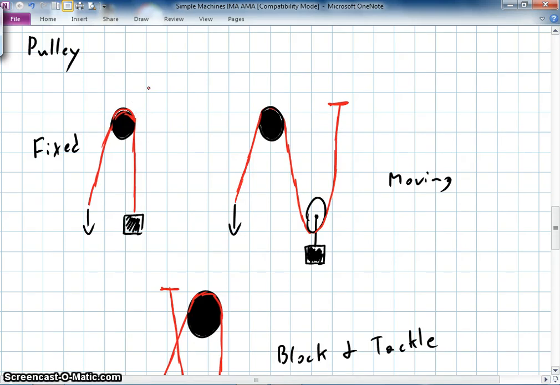So the simple trick to finding mechanical advantage of a pulley is really easy. All you want to do is take a pencil and draw a line through the system. Now you want to cross as many strands as you possibly can. All we're going to do from here is count.